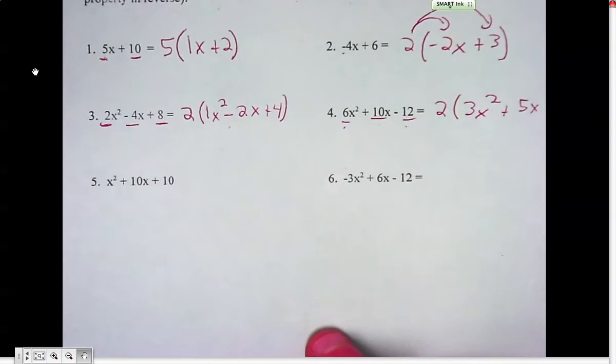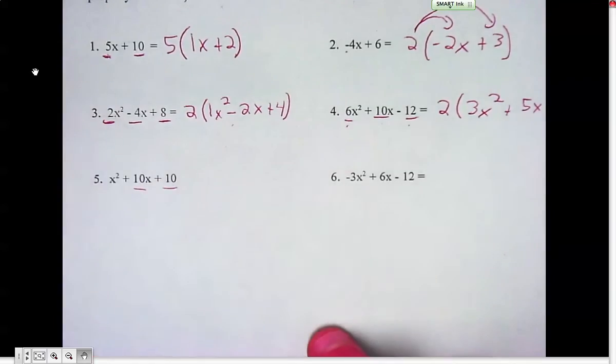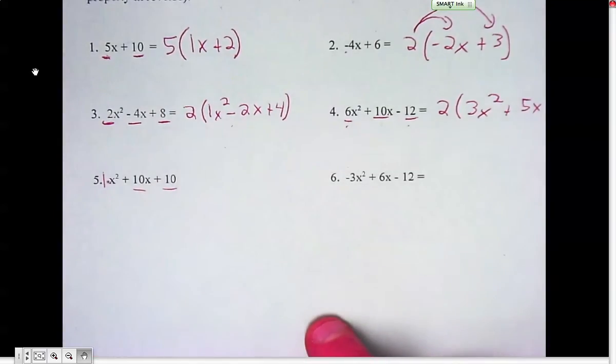Next one was a little trick one, right? 10 goes into both of these, but there's a 1 out front here, and the 10 doesn't go into the 1, and so we can't do anything. No common factor. Just have to leave it that way.